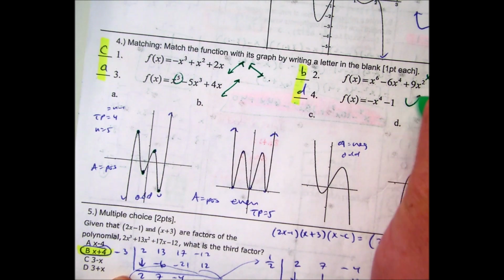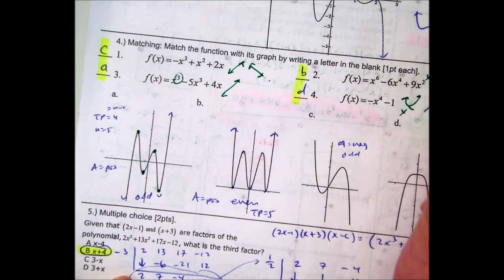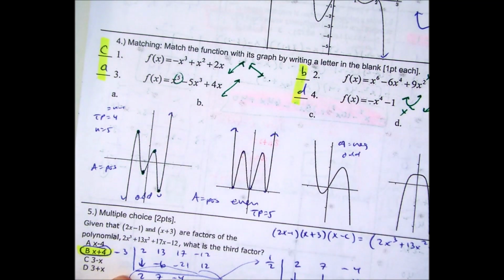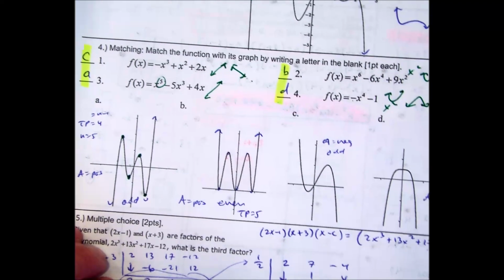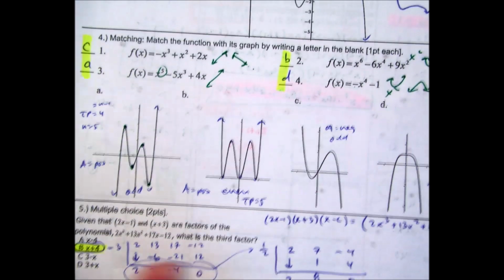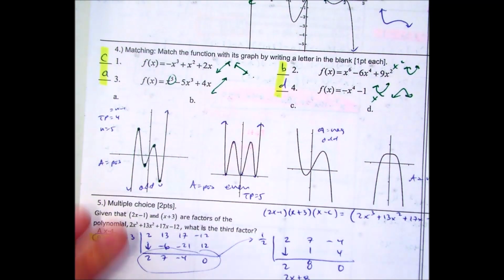Even starts up, ends up, but that's like x squared, but this one has a negative leading coefficient, it's negative. So I need something with down, and that will be this graph, that'll be D. Those were 1-pointed.